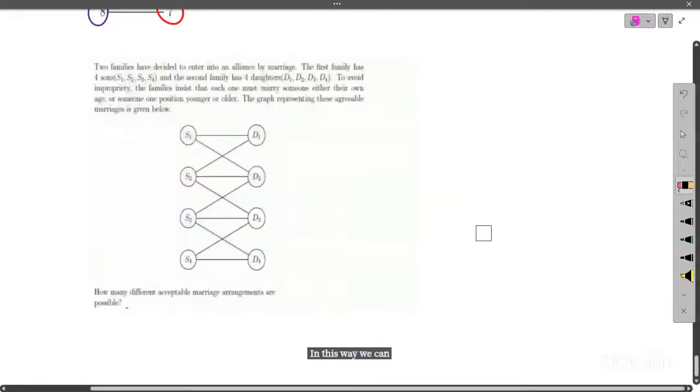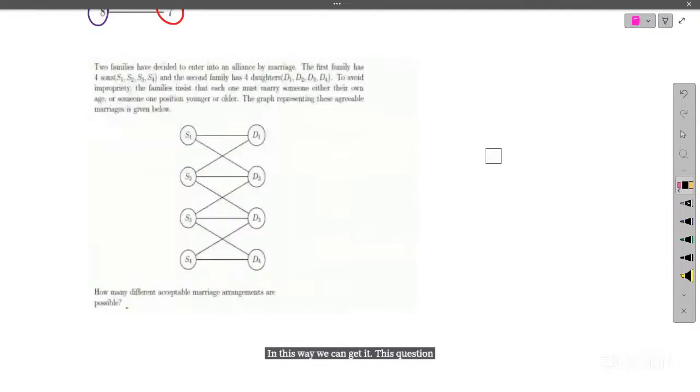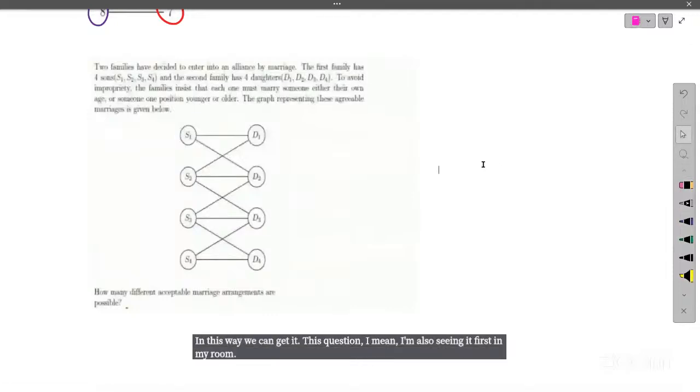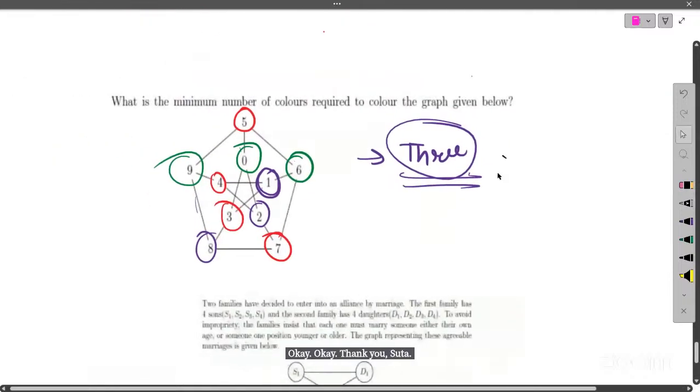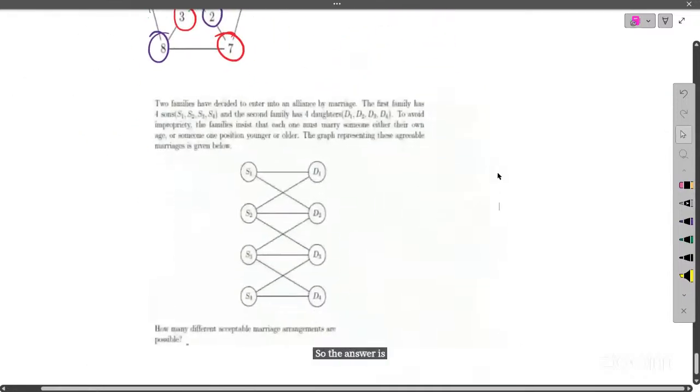Yeah, this question, I mean, I'm also seeing it the first time. I don't know about this question. Okay. Thank you, Sweta. So the answer is 5 perfect matches.